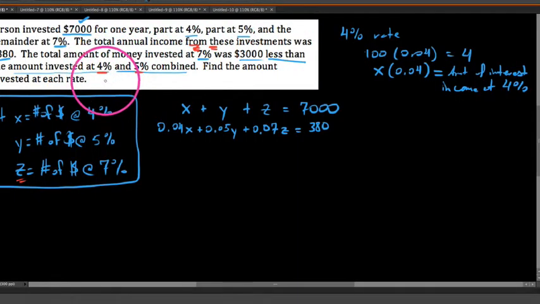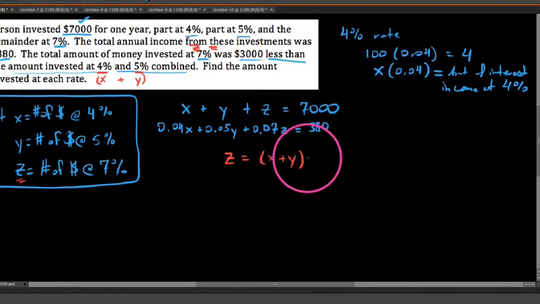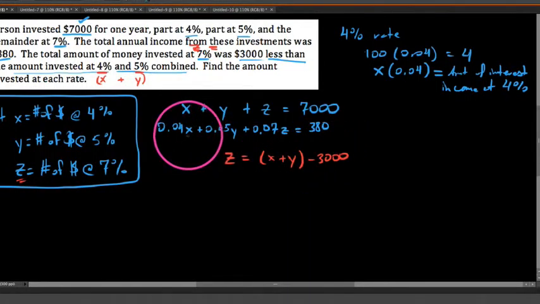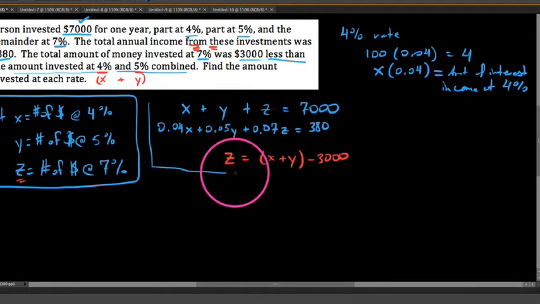So for 4% and 5%, these are our X and our Y combined. What that would do is say that our combined amount would just be X plus Y, and we want 3,000 less than this, which means we're going to have to take 3,000 off of this. So to set this up, the amount of dollars at 7% is the combined amount in our 4 and 5%, but 3,000 less than this.